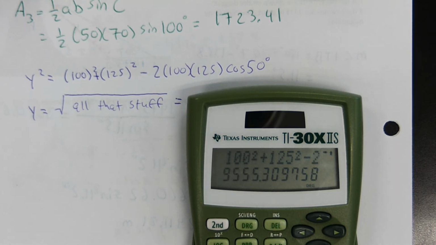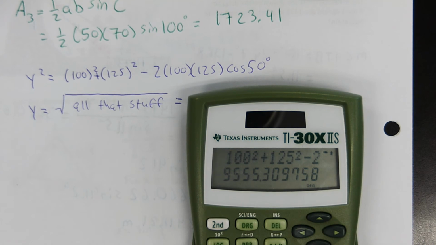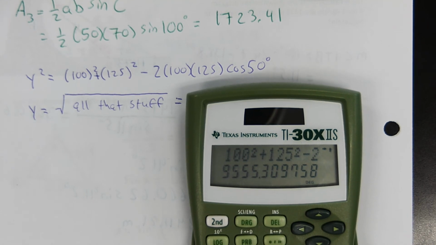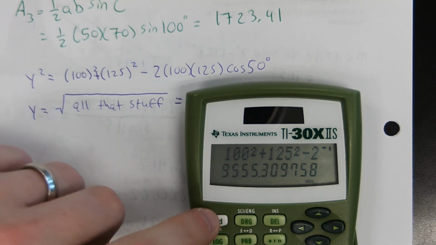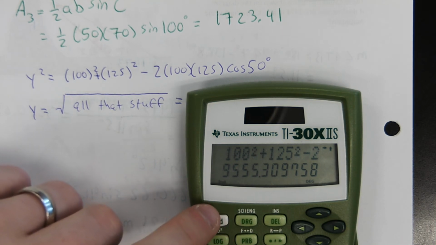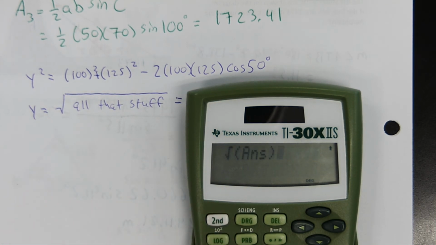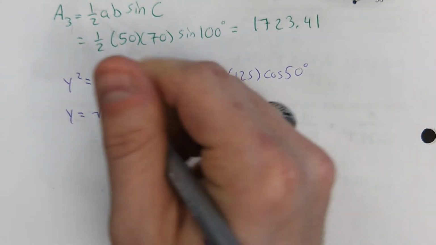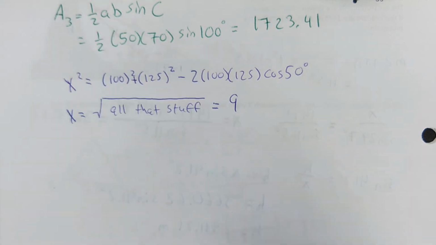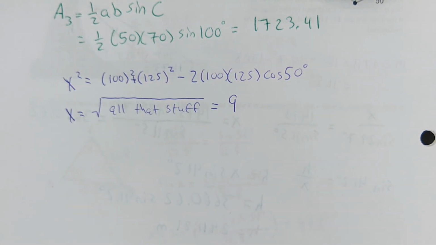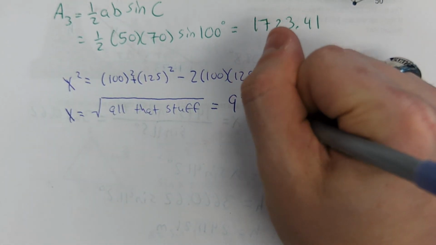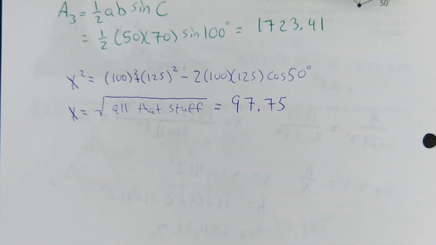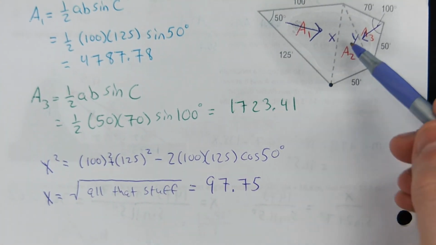Wow. Oh, that's because I haven't taken the square root yet. I was like, that's a really big number. So I need to take the square root of all that stuff. The square root of my answer is a more appropriate number, thank goodness, of 97.75-ish. This is supposed to say X, not Y. Sorry, I used the wrong letter. 97.75. Luckily, I caught it before everything was said and done. I was solving for this, which is X.